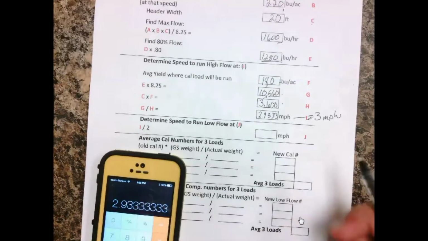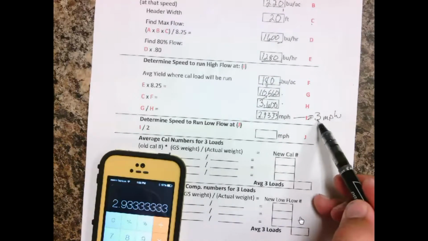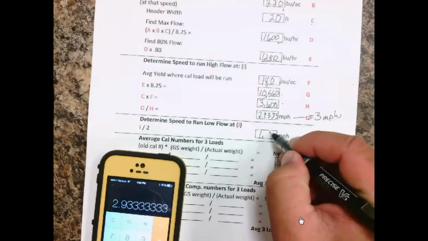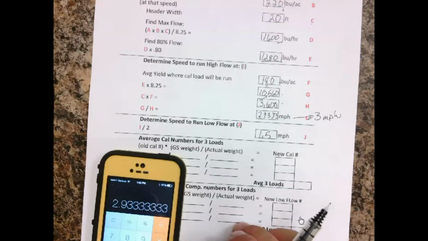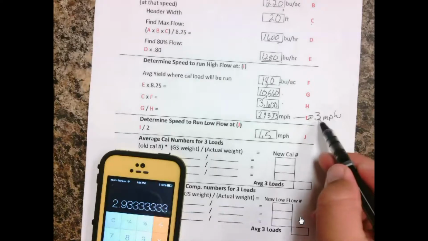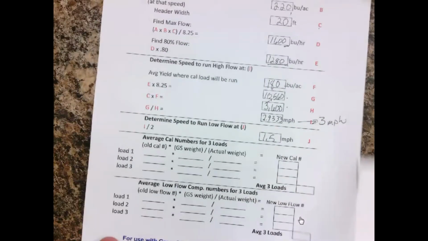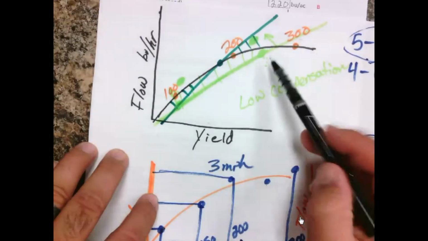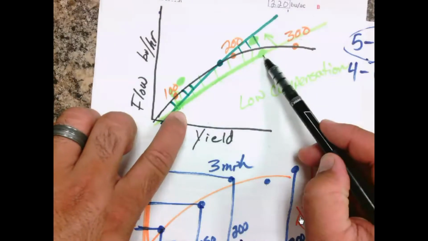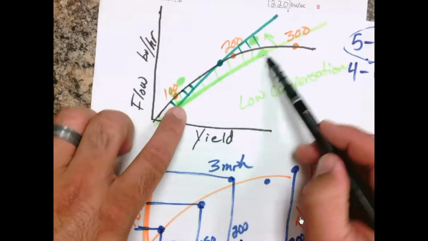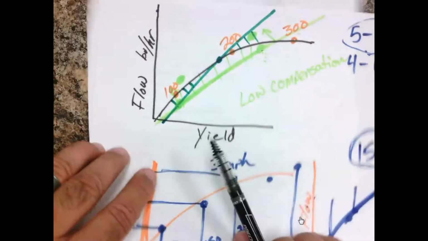Okay, then determine our low flow. We're basically going to take that and divide it by 2. Our low flow is going to be at 1.5 miles per hour. Alright, and that gives us a good fluctuation between our high and a low flow to make sure on this graph here we're getting this point and this point far enough apart. This one's low enough to make a good line all the way across there.